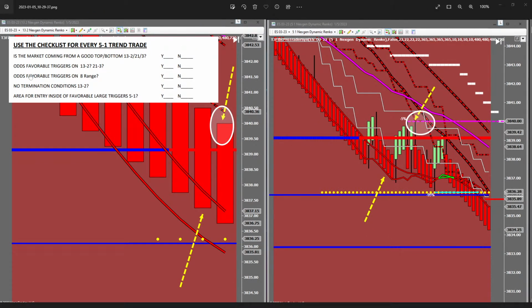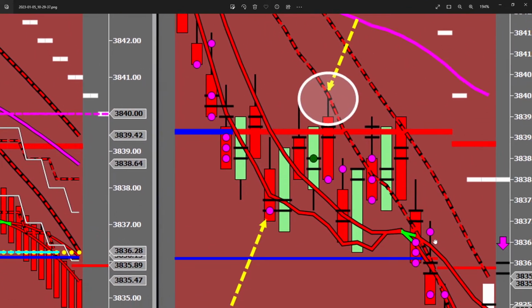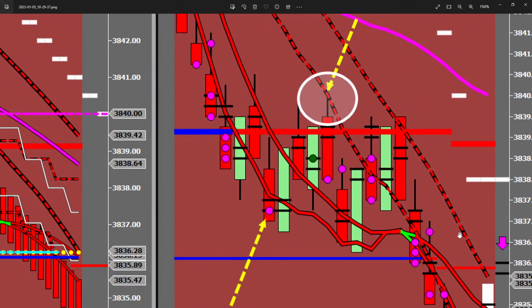So now the next one in my checklist: do I have odds-favorable triggers on my 8-range chart? Well, if I look at my 8-range chart and I look at the small trigger relative to the large trigger, angle, direction, location, to me, that looks like favorable trigger lines in the right direction. What do you guys think? Yes? 100%?